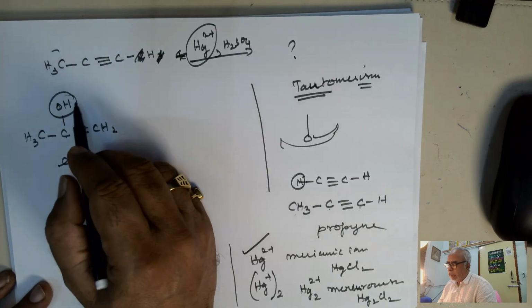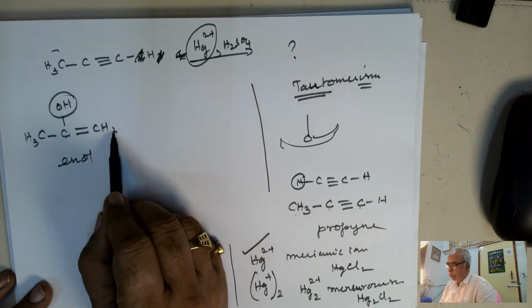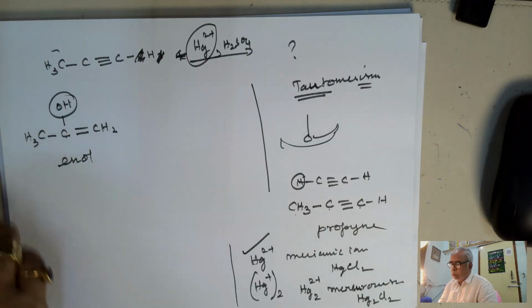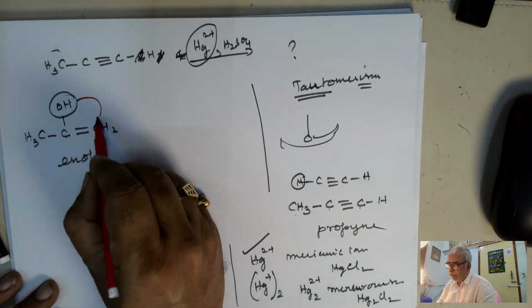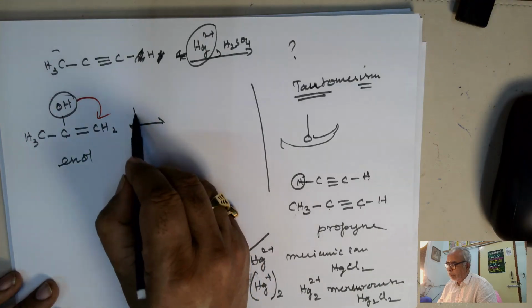Now this enol has a tendency to transfer the hydrogen to the next carbon atom. So this will swing, and this is called tautomerism.